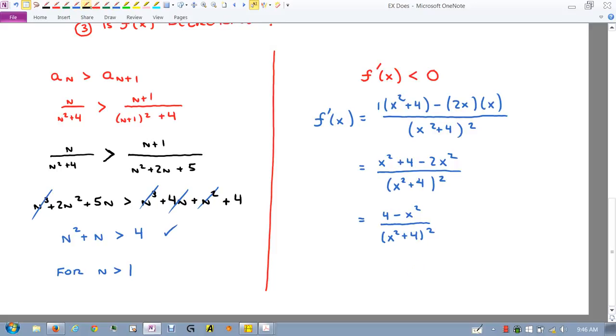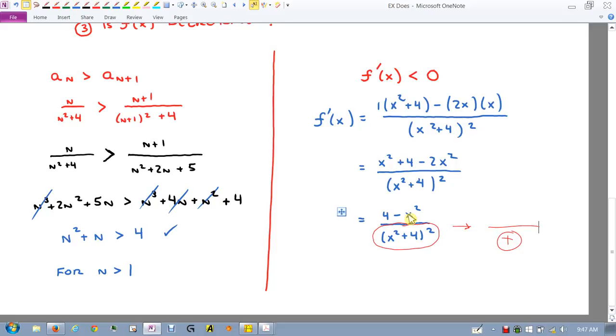Well, look at the denominator. What can you tell me about that denominator? It's always positive, so this is what we have. The bottom is always a positive number. And what about the top? 4 minus x squared. Well, remember, x can only be 1 or bigger. If I plug in 1, I'm going to get what? 4 minus 1 is going to be a positive number. That's not what I want. If I plug in 2, I'm going to get what?